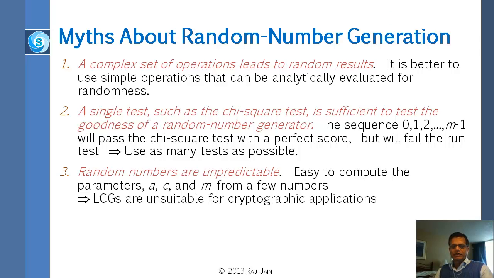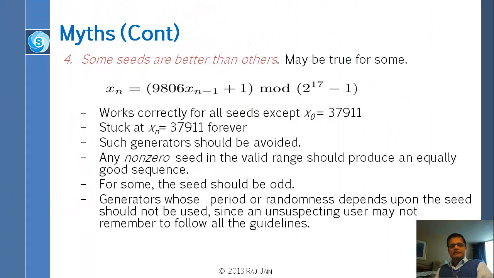And since that's so predictable, you don't use LCGs for cryptographic applications. And then some seeds are better than the others. For some generators, this is really true. It turns out that if you take this generator, it works correctly for all seeds except for this number, 37911. If you use 37911, you get 37911 forever. And so you should not use generators which actually get stuck on a particular seed.